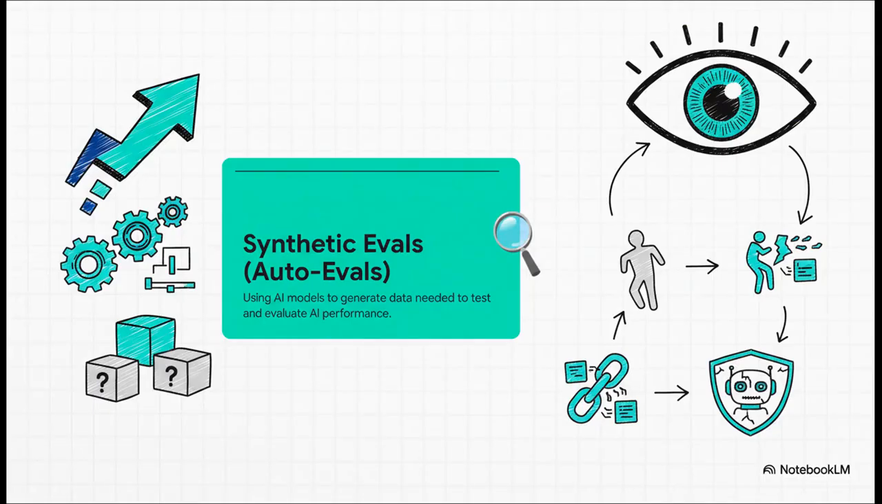Okay, so what in the world are these auto evals? Well, the idea is actually pretty simple when you break it down. Instead of humans spending weeks and weeks handcrafting all this test data, you use one AI model to generate a massive, super diverse dataset to evaluate another AI. Yeah, you're literally using AI to test AI.